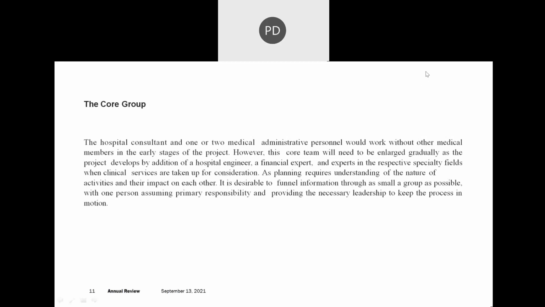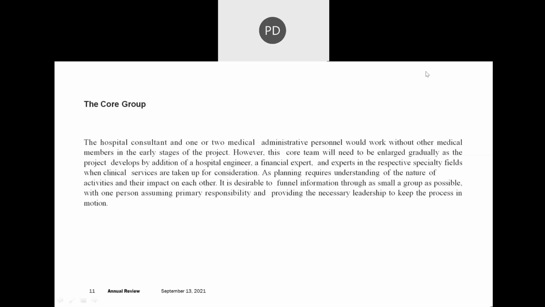next, let us see the core group who would be working hard to establish a hospital. So the hospital consultant and one or two medical administrators, maybe the operation manager, or maybe one or two, right? So two, if you say, medical superintendent. Okay, so these people would be starting the project in the early stage.